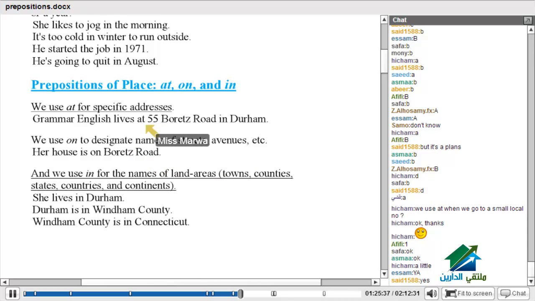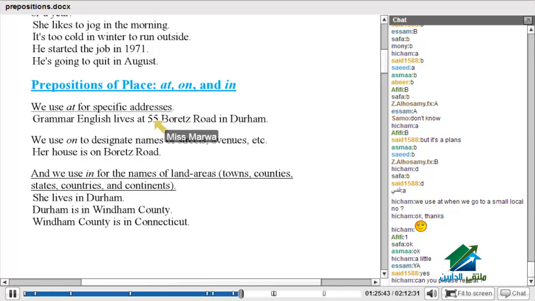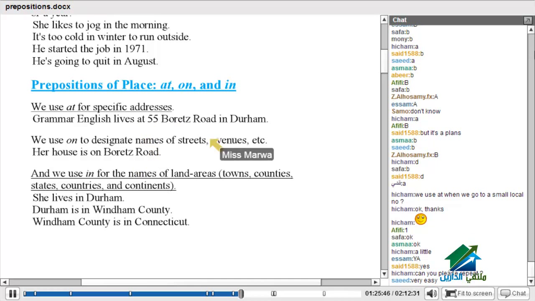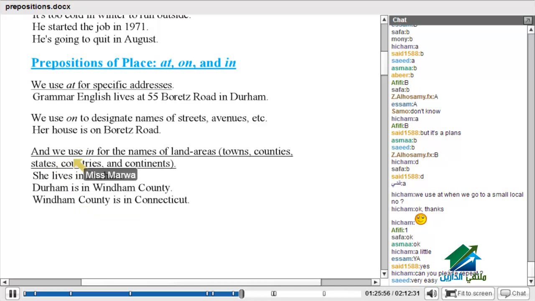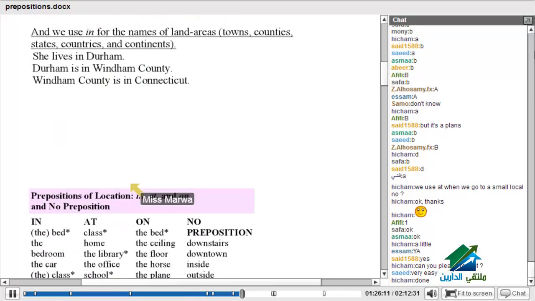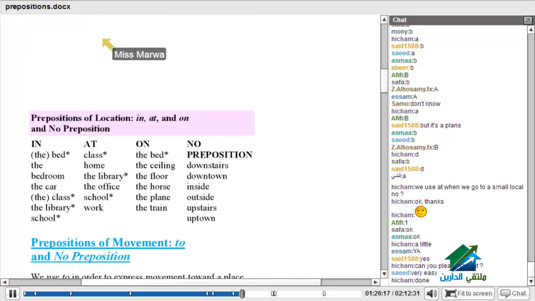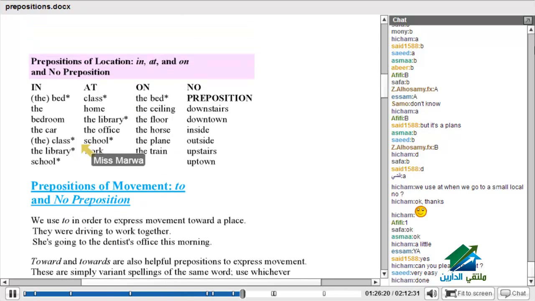Okay. Again, I said, when you have a specific address, أهو محدد قوي بالنمبر بتاعه 55, we use at. لكن لو name of street أو avenue أو أي حاجة زي كده, just you have to use on. Yes, very easy, alhamdulillah. And we use in for the names of land areas, towns, countries, states, and continents. She lives in Durham. Durham is in Windham County, and Windham County is in Connecticut. Okay? Understand?